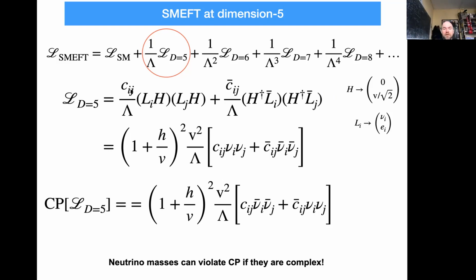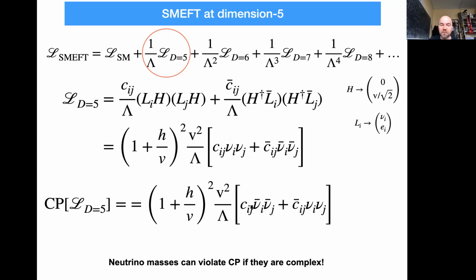And now these coupling constants, these Wilson coefficients, can be complex. So these terms can violate CP. When we put the vacuum expectation value of the Higgs, we get this kind of interaction. If you forget about the Higgs boson here, you're getting Majorana mass terms, and these Majorana mass terms can be complex and off diagonal in general if we start from a generic Lagrangian.